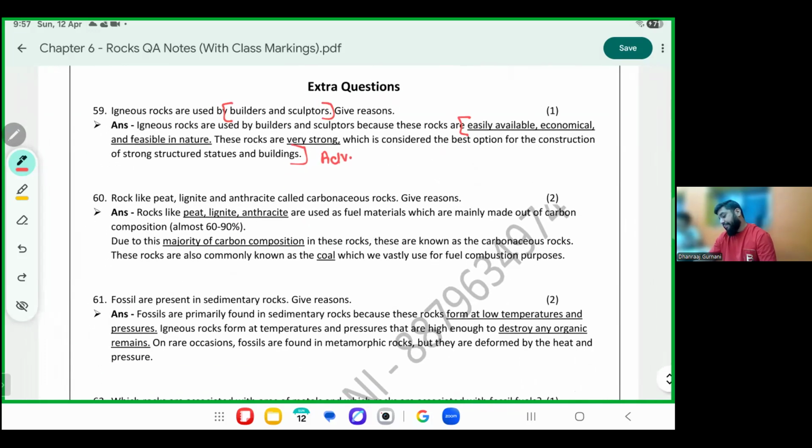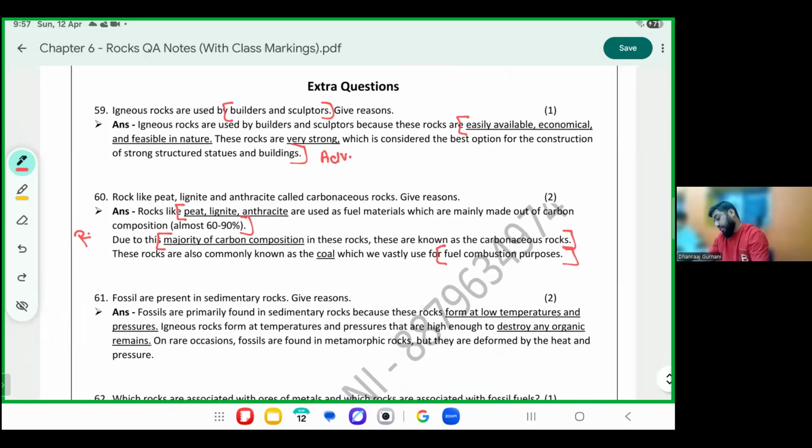Peat and lignite have a carbon content starting from 60 going all the way till 90. These are also called carbon composition rocks, called carbonaceous rocks. It is used for fuel. This is repeated, I want you to put repeated, nothing new you learned. Carbonaceous means it has carbon. Carbon means coal. Carbon content is from 60 to 90, used as fuel.